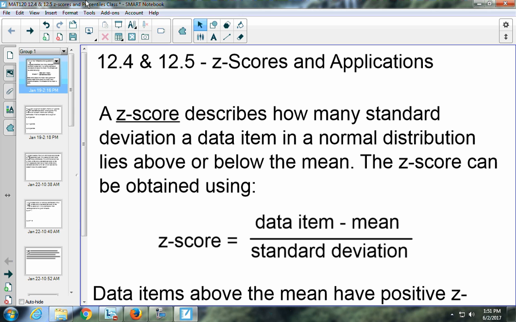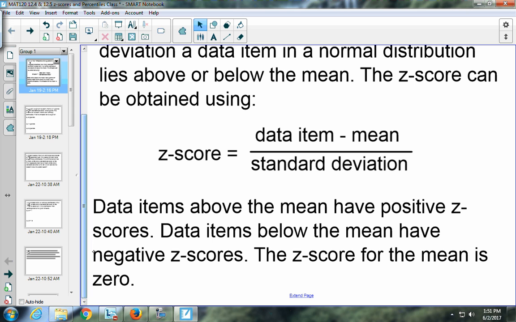The z-score can be obtained using this formula. Z-score equals the data item minus the mean over the standard deviation. Data items that are above the mean have a positive z-score, and data items that lie below the mean have a negative z-score. The z-score for the mean itself is always 0.